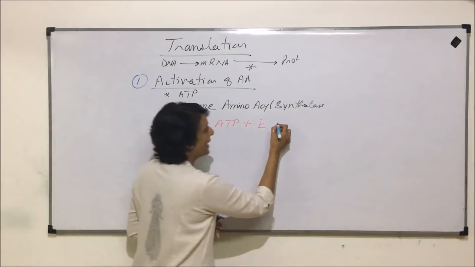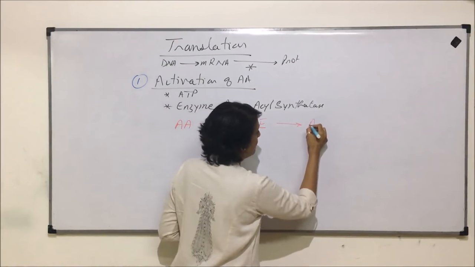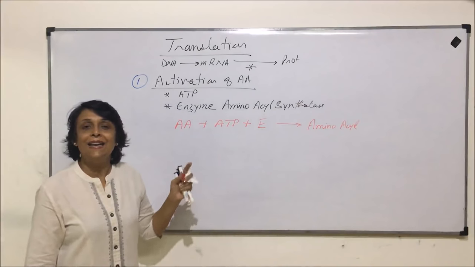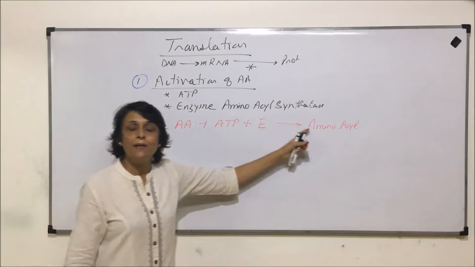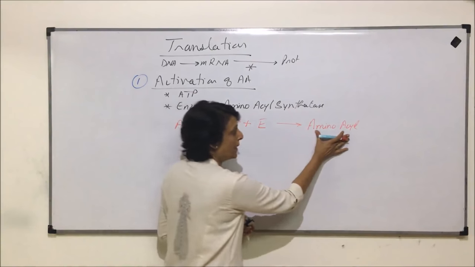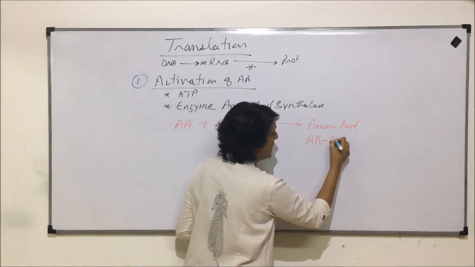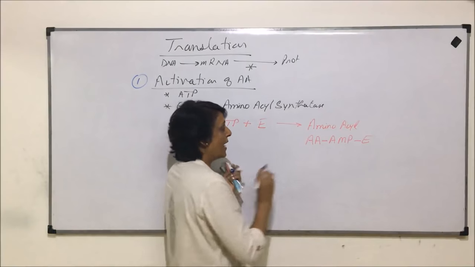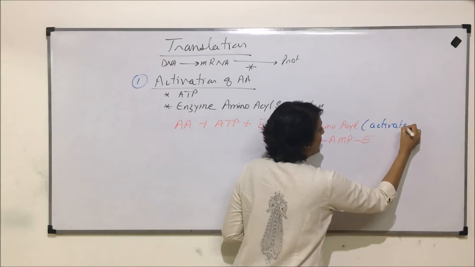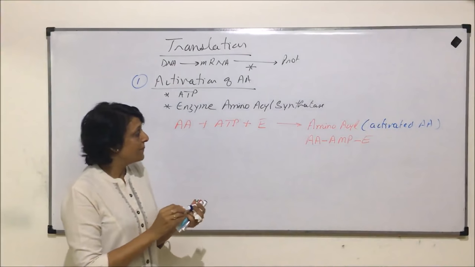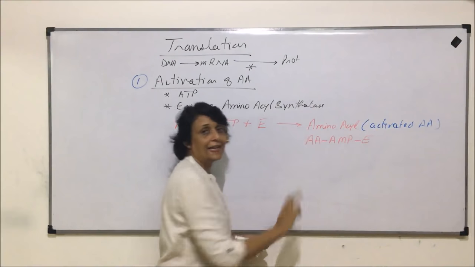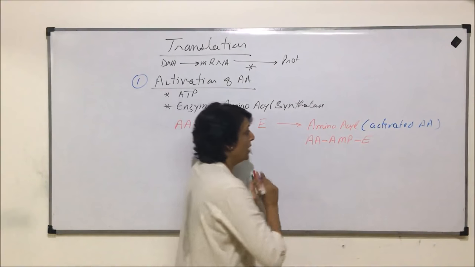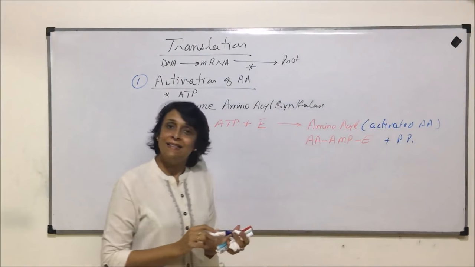So we get an activated amino acid, which is known as aminoacyl. Aminoacyl is nothing but an activated amino acid, and the enzyme was called aminoacyl synthetase. We write this complex, the activated amino acid, as amino acid AMP enzyme complex. So we write it as amino acid AMP and enzyme. We know in ATP there are three phosphates, and now there is only a monophosphate in this molecule. That means inorganic phosphates are released.